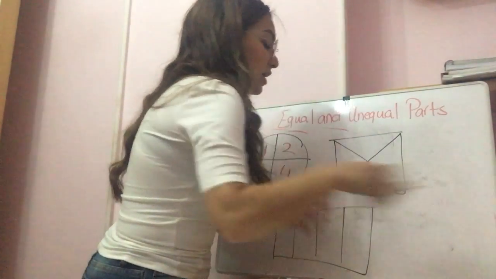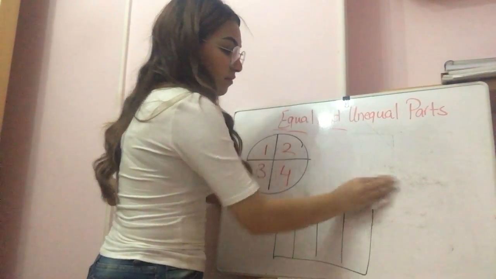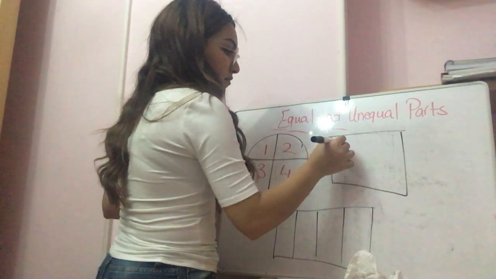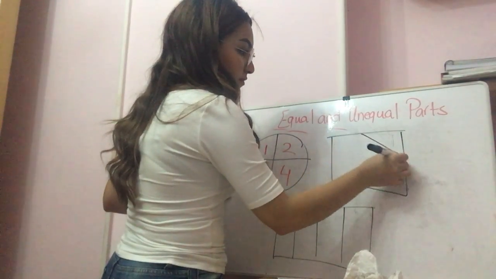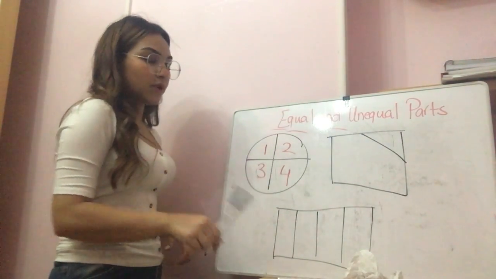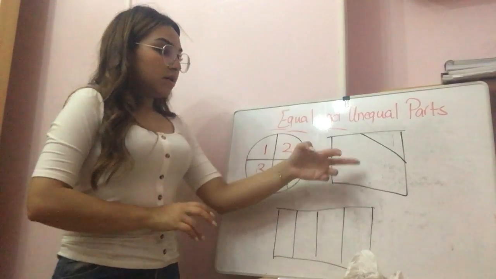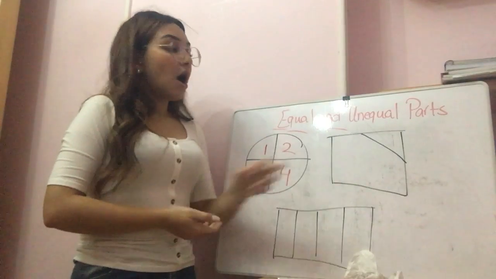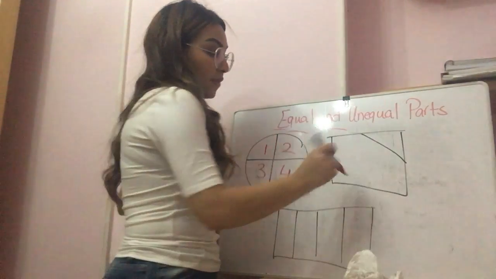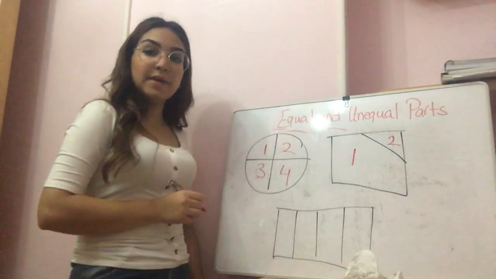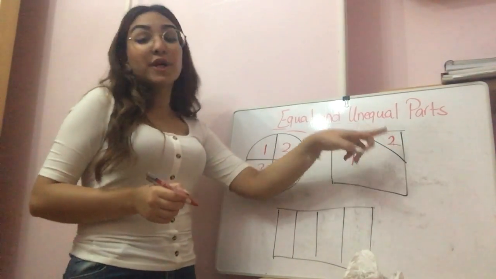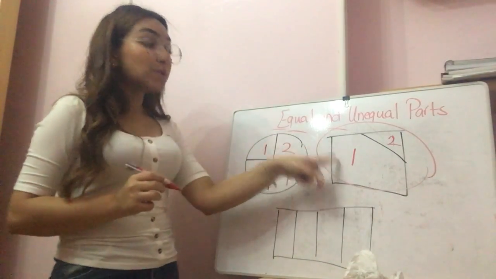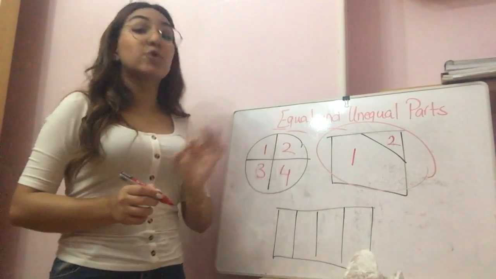Let's change this one. This square is cut into 2 parts. Are these 2 parts equal? This is the first part, this is the second part. Obviously this part is much bigger than this part. So that's why I'm going to circle this shape, because it shows unequal shares or unequal parts.